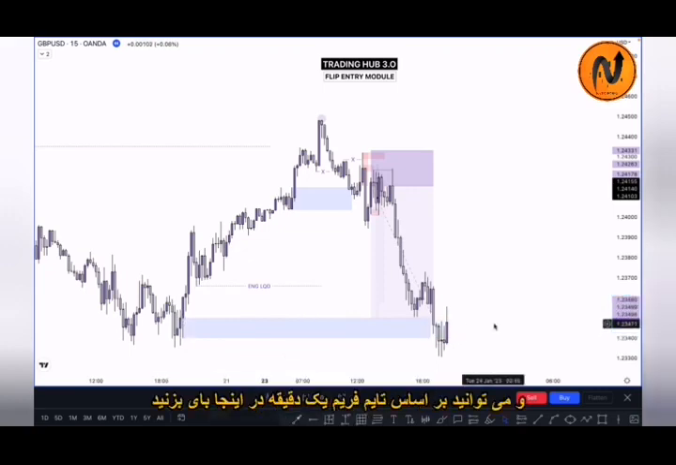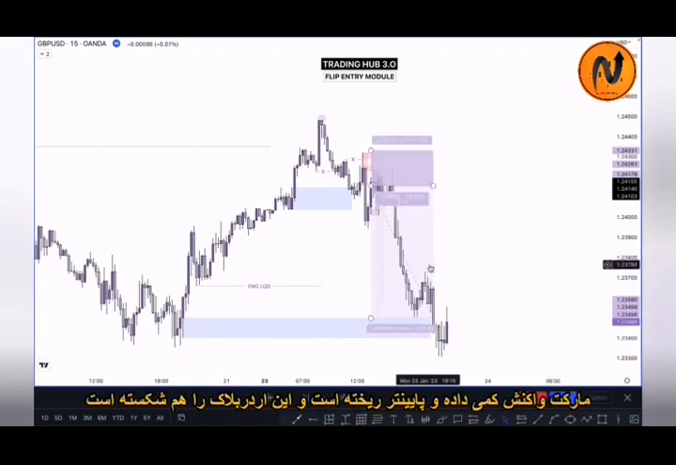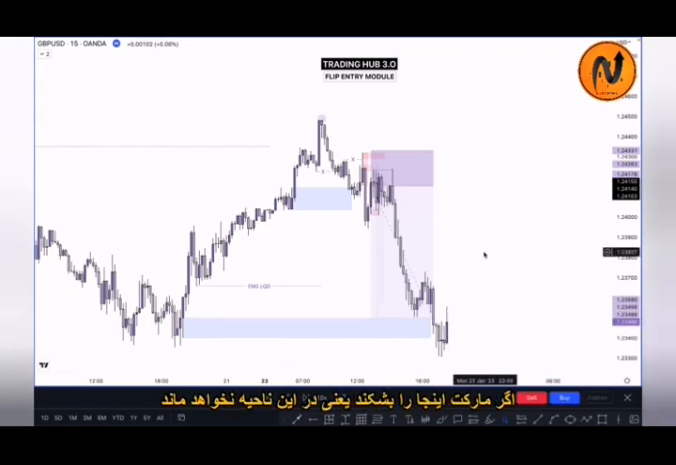So price tap here, and definitely you can buy here based on the 1 minute time frame in a 1 minute chalk and flip entry model, right? But what happened here? Market tap here, give small reaction and push downside and break this one. If market break this one, it means market not able to hold this one, and market looking for the reversal.